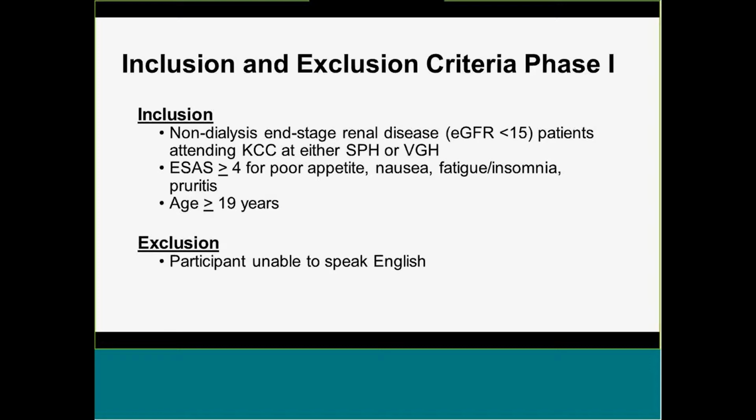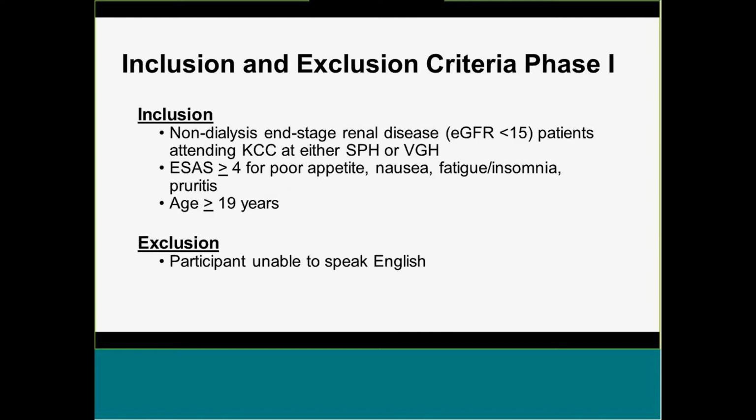So we chose these particular symptoms as at our site, these symptoms are commonly encountered by the patient. Additionally, we wanted to choose 2 symptoms that related more to the practice of nurses, so fatigue, insomnia, and pruritus, and 2 symptoms that related to the practice of dietitians, poor appetite and nausea, since they are the professionals most commonly using these tools, as earlier mentioned. An ESAS score of greater than or equal to 4 was chosen as our cutoff point, as the ESAS tool itself recommends that when a patient has a score greater than or equal to 4, this requires further assessment and creation of a symptom management plan for the patient.